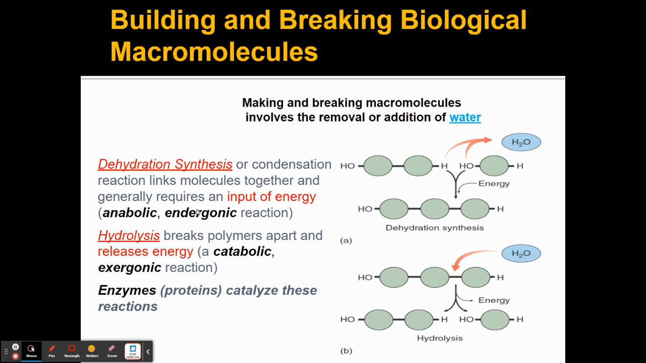Endergonic means you're putting energy in. Hydrolysis is also a catabolic reaction. Catabolic, or catabolism, means to break apart, and exergonic means energy is leaving. Like think of exit, you're leaving, going out someplace. Exergonic, energy is leaving the system. Or I should say, it's leaving the molecule.